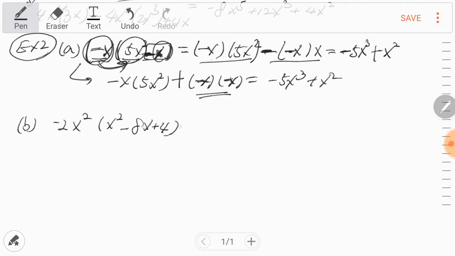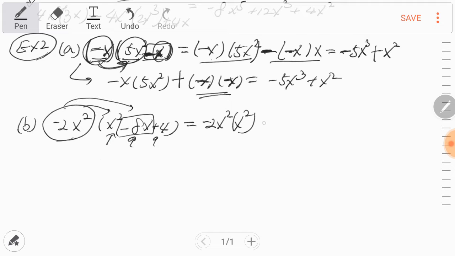Okay, the next one is this. Multiply each term inside the parentheses by negative 2x squared. So negative 2x squared times x squared. And next, you can multiply the whole term, negative 8x, by negative 2x squared. So you can use plus because we are multiplying the whole negative 8x. So negative 2x squared times negative 8x.